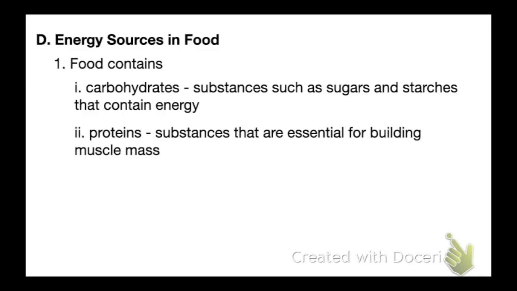Next, we have proteins. Proteins are essential for building muscle mass. Okay? Have these things called amino acids, which I won't get into. But protein is for muscle.